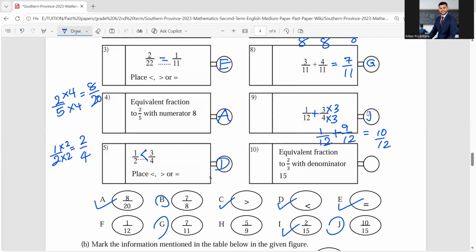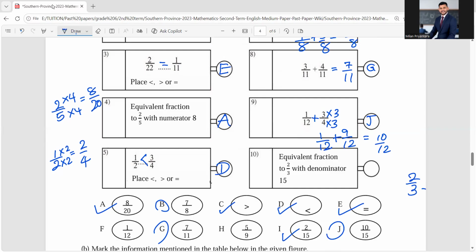Then we have J on this answer. Equal fraction for 2 over 3 with denominator 15. Denominator 15, 2 over 3, you have to multiply. I'll show that again. So denominator should be 15. That means 2 over 3, you have to multiply by 5. Then you get 10 over 15. Okay, do we have that?